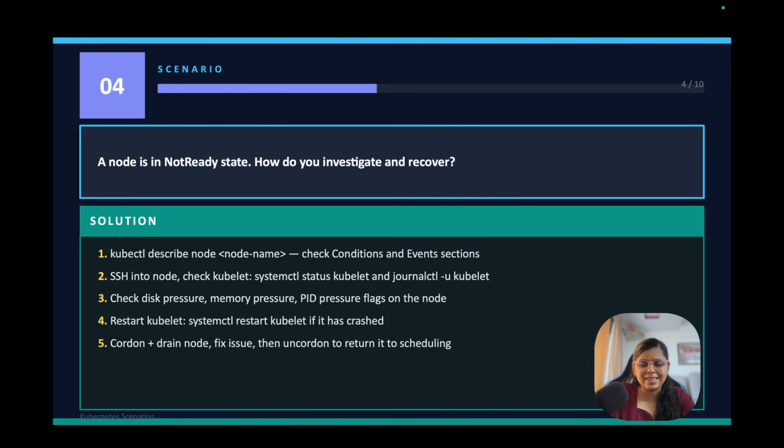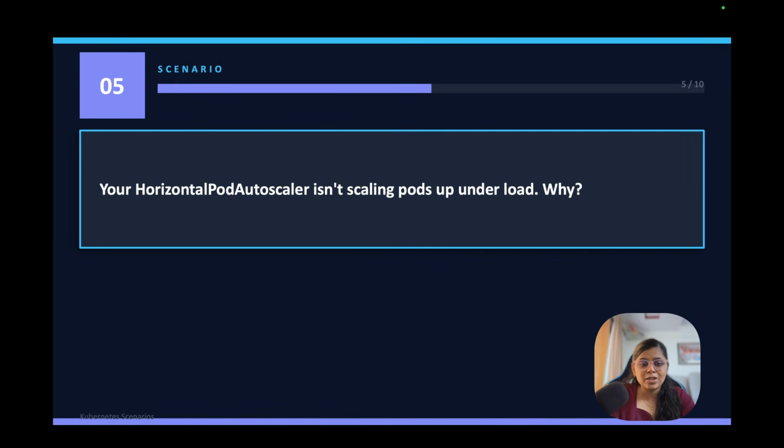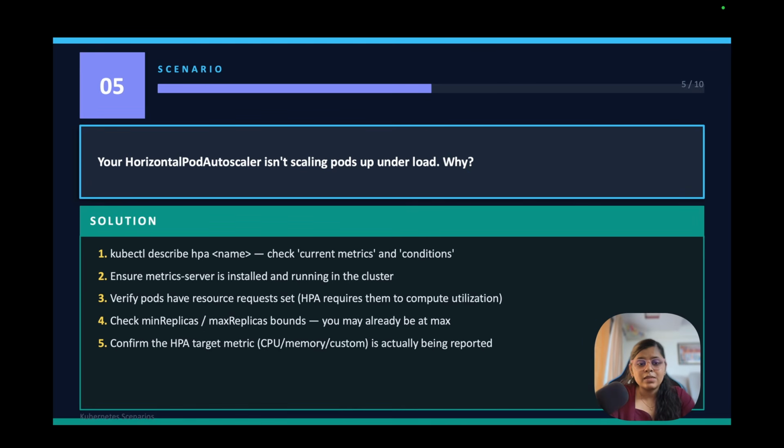I hope you are enjoying this. Let's go to question number 5. Your horizontal pod autoscaler isn't scaling pods up under load. Why? There can be multiple reasons. Your time starts now. And it's done. What you need to do is first describe the HPA and check the current metrics as well as conditions.